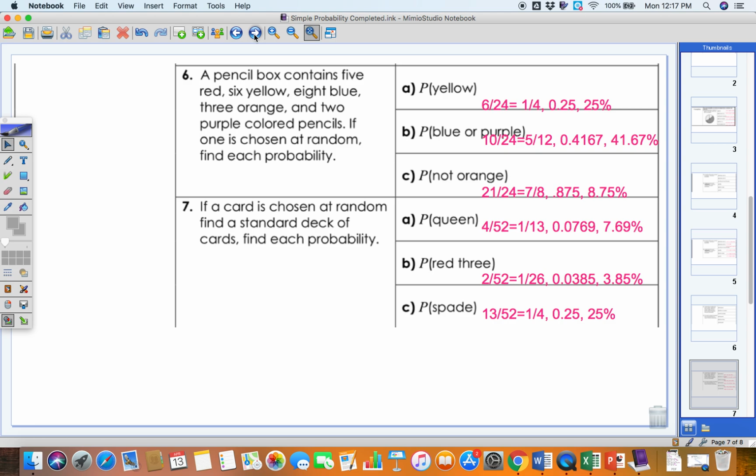Then we have cards. So the probability that you will draw a queen: there are 52 cards in a standard deck and 4 queens. That reduces to 1 over 13. The probability that it is a red 3? Well, there are 4 3s, and only 2 of them are red. So that's 2 out of 52, which reduces to 1 out of 26. And the probability that it is a spade, those are one of the black cards, they don't look like shamrocks, the other ones. So the probability that it's a spade is 13 out of 52 because there are 13 cards in every suit, which reduces to 1 over 4.